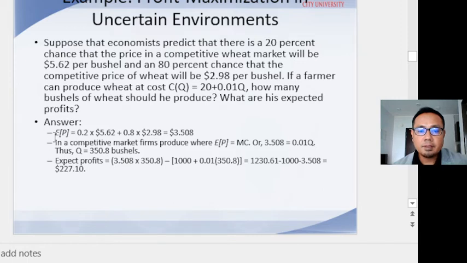The expected price that we can expect from here is $3.508. In a competitive market, firms produce where expected price equals MC, or 3.508 equals 0.01Q. So Q equals 350.8 bushels. The expected profit for this can get up to 227.1.